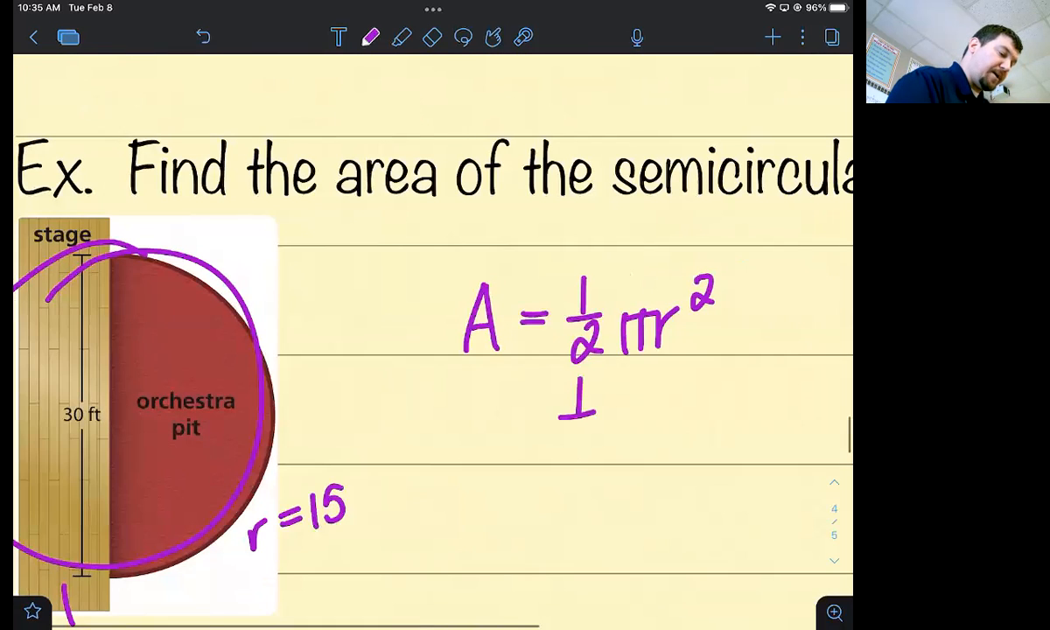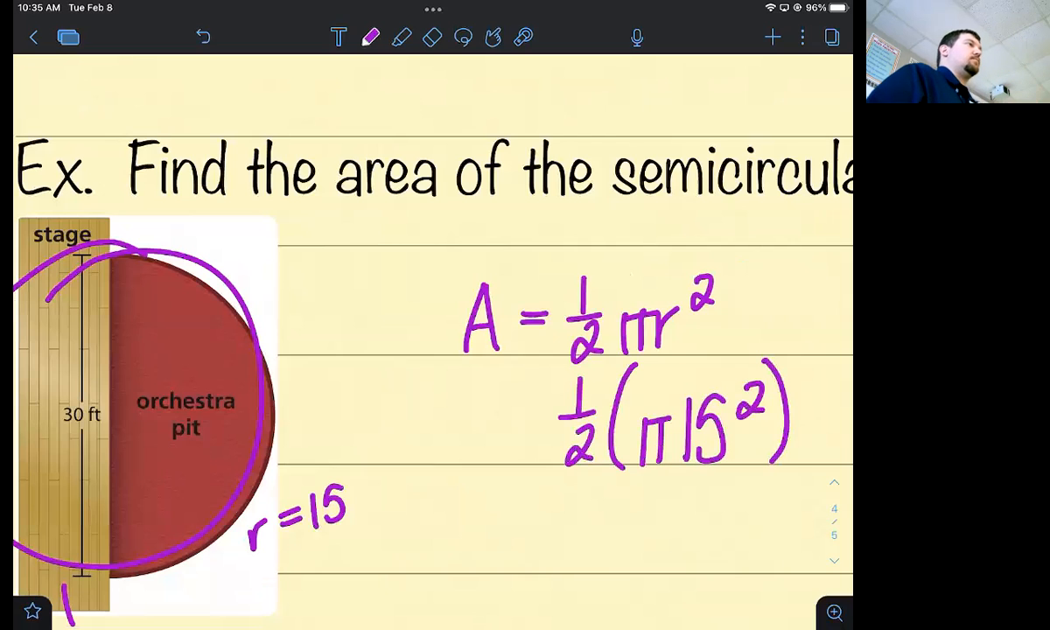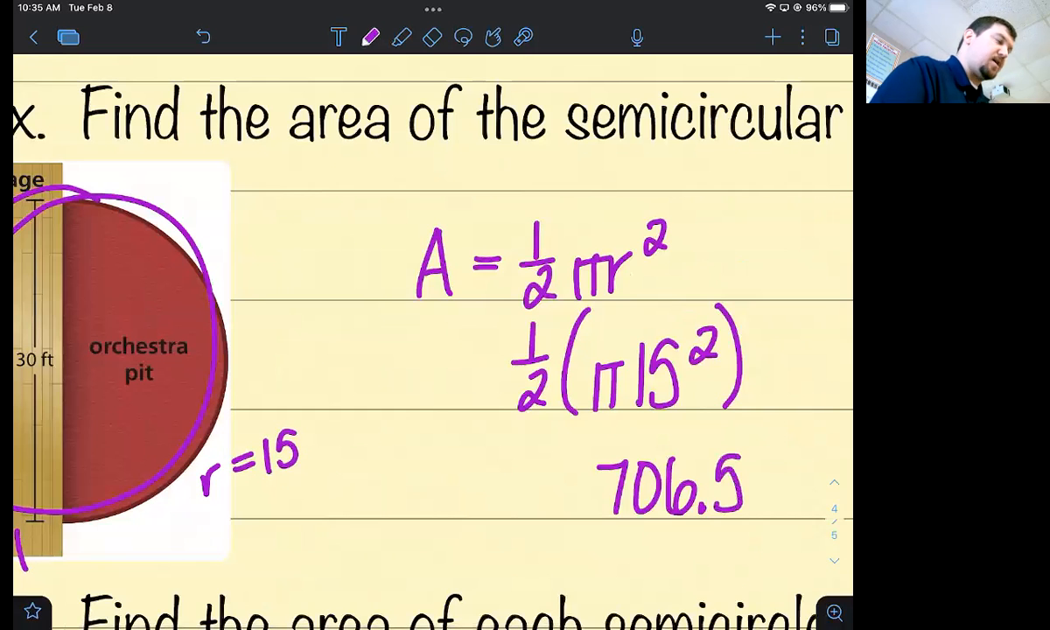So I'm going to take half of pi times 15 squared. I don't know 15 squared, so I use my calculator for that. 15 times 15, or 15, hit the square button. What is 15 squared? Maddie? 225. I'm going to times that by 3.14, and that's going to give me 706.5. That would be the area of a complete circle orchestra pit. We don't have a complete circle. We only have half of that.